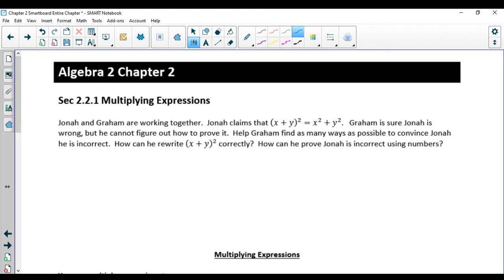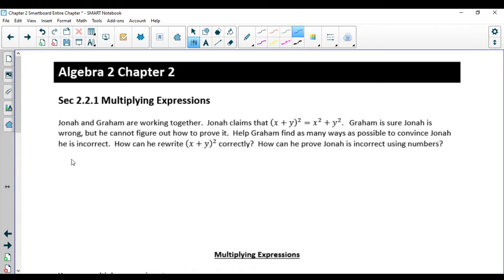How can he rewrite (x + y) squared correctly? How can he prove Jonah is incorrect using numbers? Go ahead, take a moment and try and figure out how Graham can claim Jonah is wrong. All right, so there's two ways you can do it.